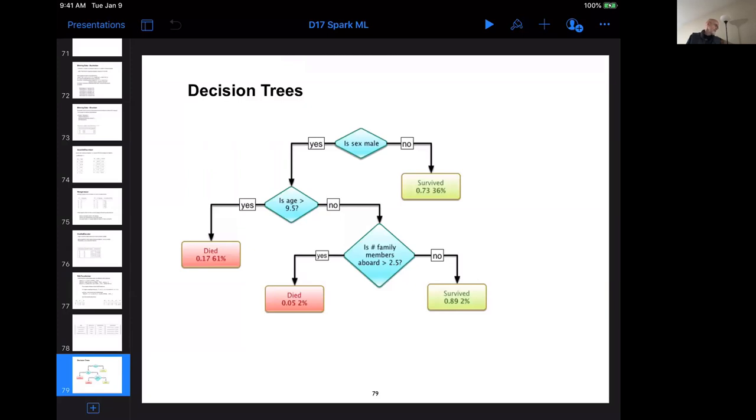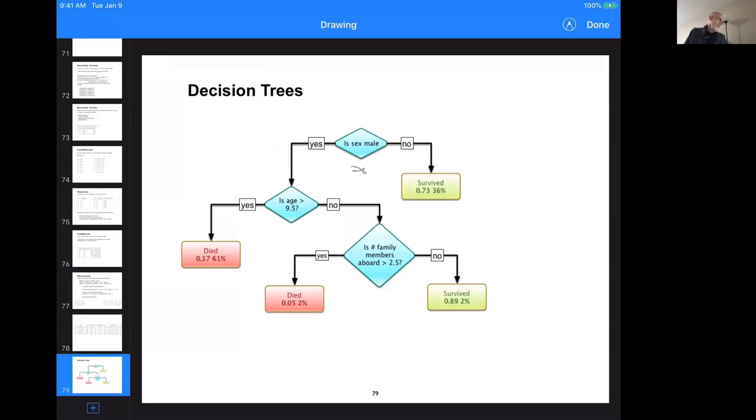This is an example decision tree from the famous Titanic data set. And the issue is, you want to produce a model which shows the probability of dying, given the data. We know who died, we know their sex, we know their age. And so the idea of a decision tree is, using an existing training data set, you want to ask a series of questions.